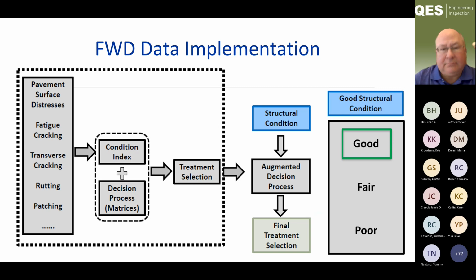And this is just a schematic to show the process. Again, all the measured responses on the left come into a condition index, plus we have a series of decision matrices to come up with an ultimate treatment selection. The dashed line box on the left side of the image is the previous process. Then coming from the right side, we have structural condition, in this case maybe an example could be a good structural condition. We call this an augmented decision process. And then there's a final treatment selection that includes both the surface condition and the structural condition.